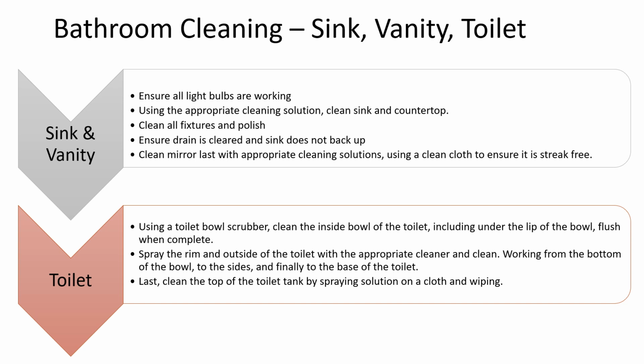All right, now we're moving on to our sink, vanity, and toilet. Using a toilet bowl scrubber, clean the inside of the bowl, including under the lip, and flush when complete. Spray the rim of the outside bowl of the toilet with the appropriate cleaner and clean that. You're going to work from the bottom of the bowl to the sides of the bowl and then down to the base of the bowl and then around the bowl on the floor. Clean the top of the toilet tank by spraying solution on your cloth and wiping.